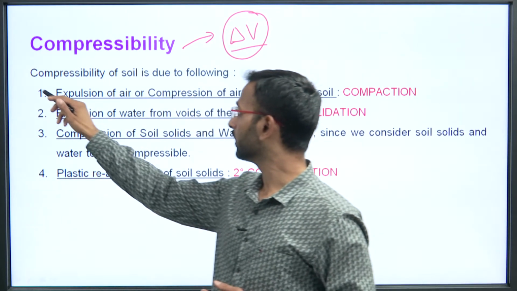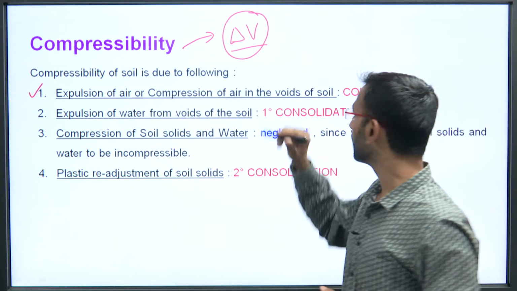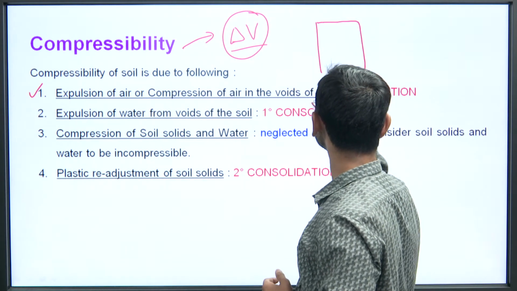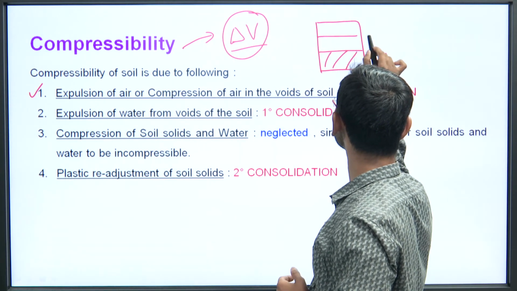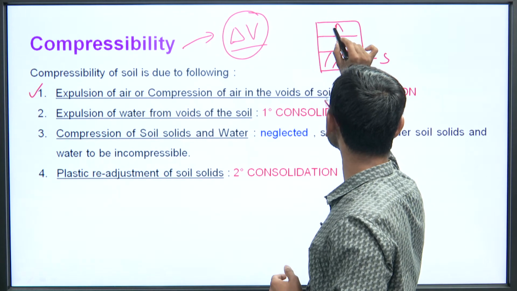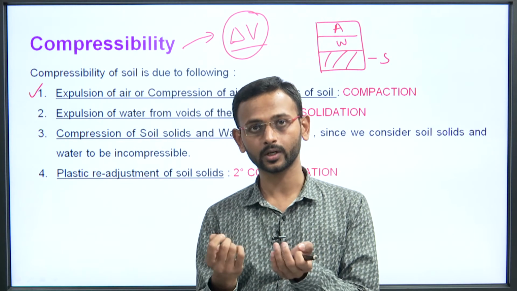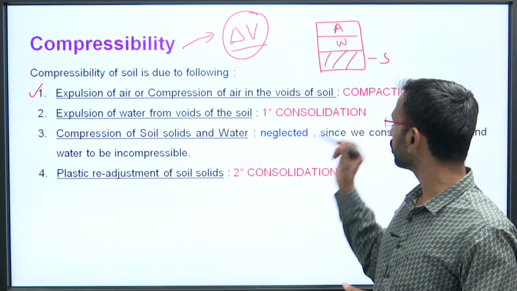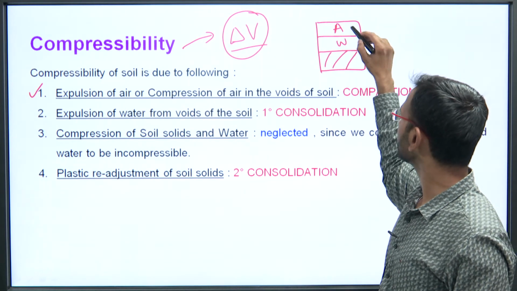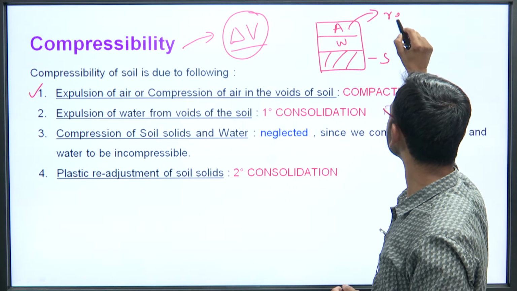First of all, the expulsion of air or compression of air in the voids of soil. You already know that if this is the soil, this is the solid portion, then this is the water portion, and then this is the air portion. What are the methods that you can apply? You can apply the compaction method. So when you compact the soil, the air is removed from the soil.